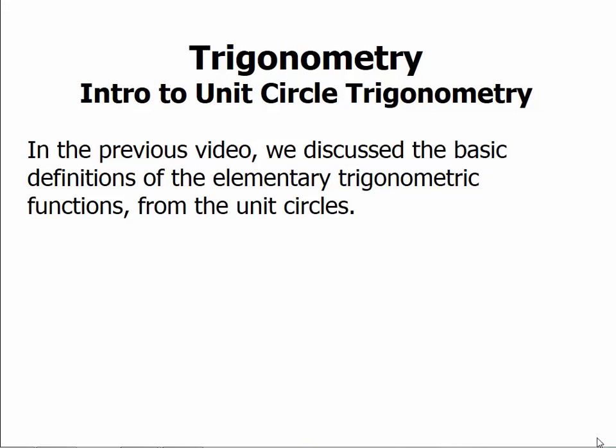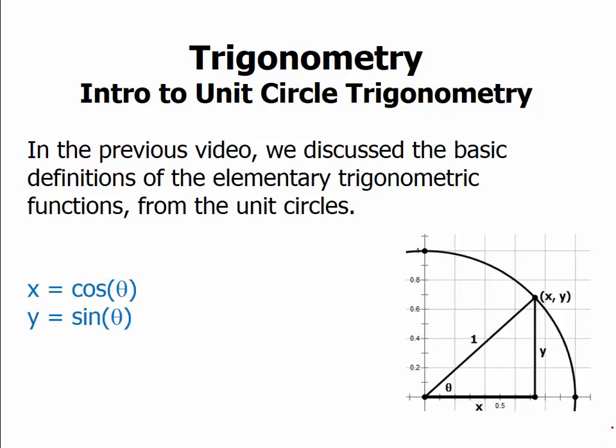Now we can continue our discussion of unit circle trigonometry. So in the previous video, we discussed the basic definitions of the elementary trig functions sine and cosine from the unit circle. And just a brief reminder here, what we did was, of course, we put our SOHCAHTOA triangle inside the unit circle so that the hypotenuse is the radius, and of course the radius of the unit circle is 1.